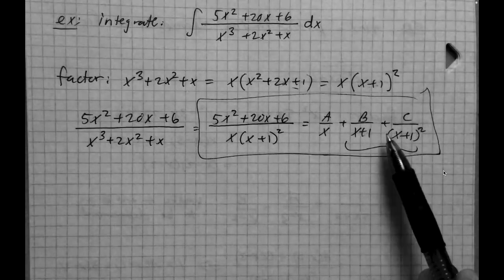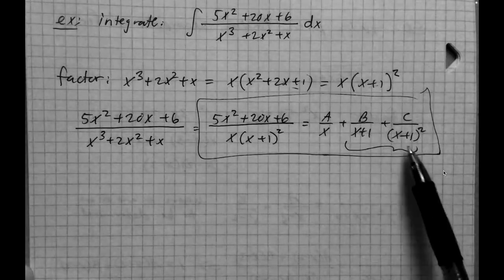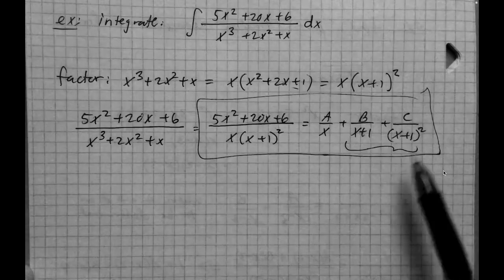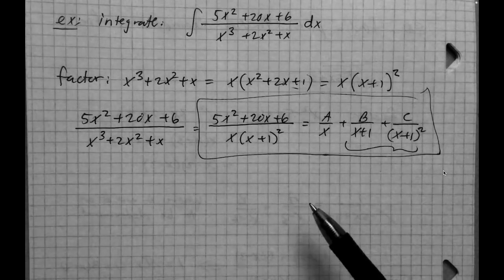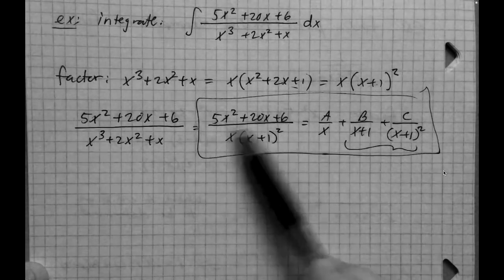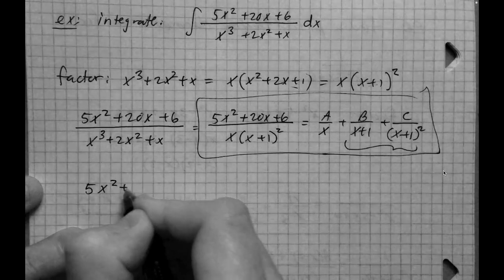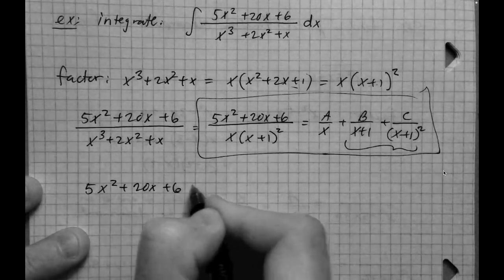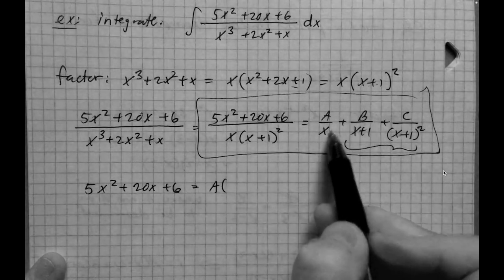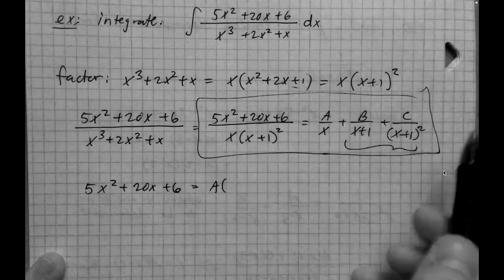So what we're going to do, just like before, is multiply everything together and get a common denominator of x times x plus 1 quantity squared. Okay? And then that's going to be set equal to this numerator. So I have 5x squared plus 20x plus 6. Now, this is going to be equal to A times, well, I've already got x in the denominator here, so I just need to multiply by x plus 1 quantity squared.